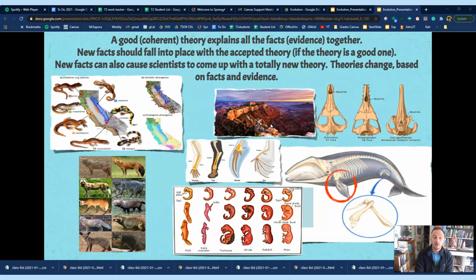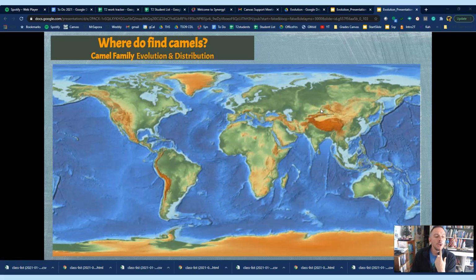And then, if you have a really good theory, you can use it to explain things, to predict things, right? So theories do change based on facts and evidence, but a good theory, a more solid theory, is well supported by thousands of different facts. And here's where we're at today with the theory of evolution. We have so many different facts that all point to species changing over time. The species have changed over time. That's where we're at.